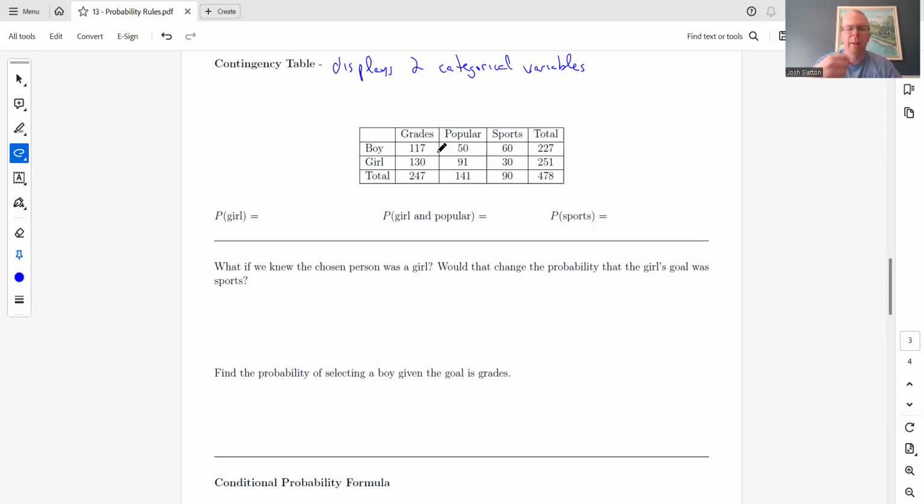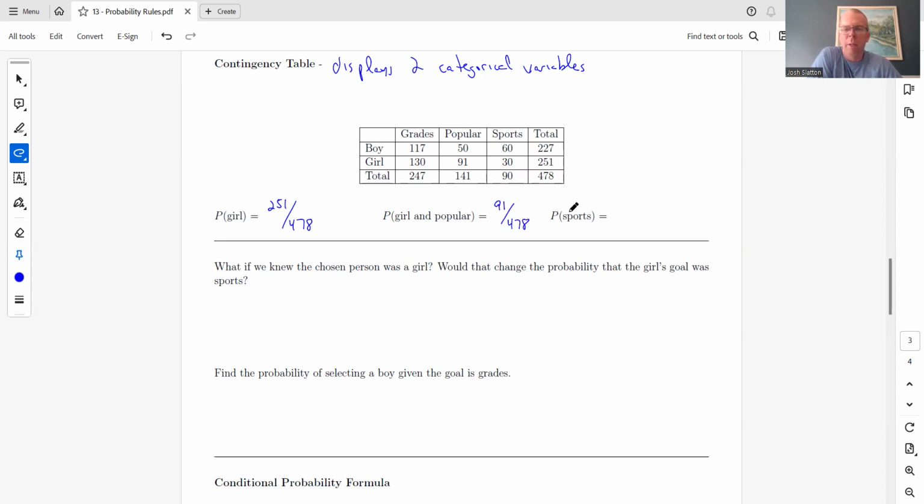So if we want to ask, for a randomly chosen student, what's the probability we choose a girl? We see there are 251 girls in this survey, and then out of 478, so we'll just write 251 over 478. And then, of course, we can get the decimal, but we won't do that here. Then, the probability that a randomly chosen student is a girl and wants to be popular. So we're going to find where those two intersect, and that would be 91. So we have 91 of those out of 478.